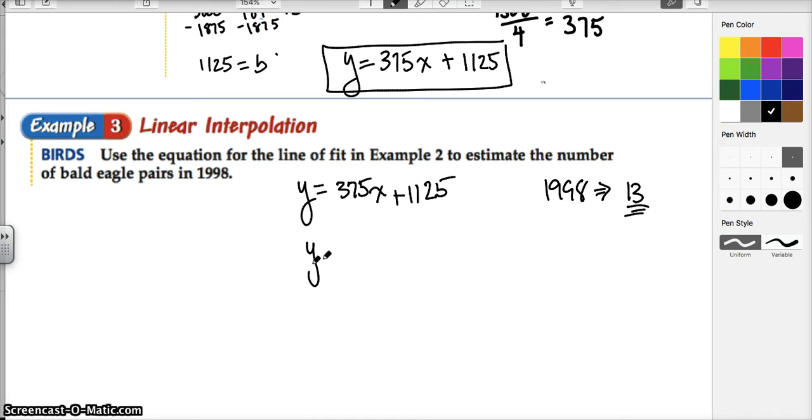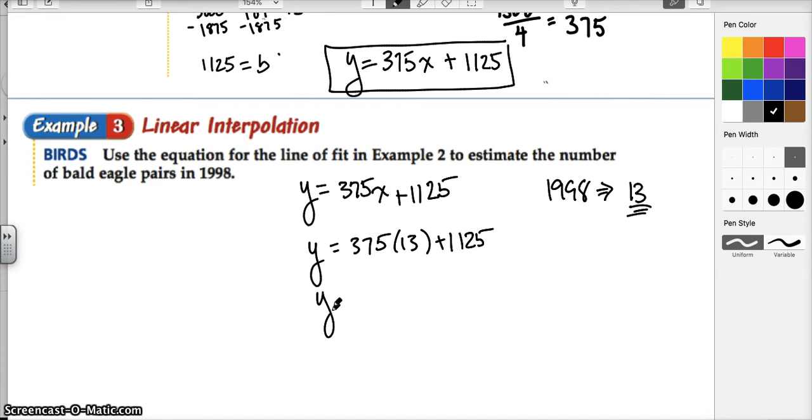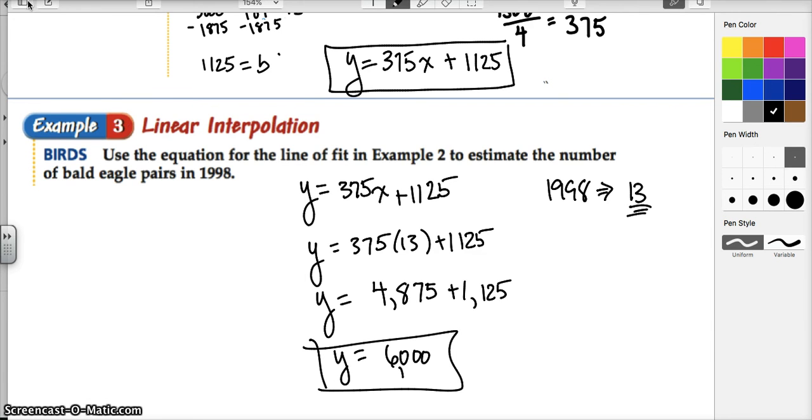So we're going to do exactly what you think. We're going to plug 13 into the equation. 375 times 13 plus 1,125. We'll do our multiplication here. We get that y is now equal to 4,875 plus 1,125, and when we add that together, we get 6,000 even. So the prediction is that the number of bald eagle pairs that we'd have would be 6,000 according to our data.